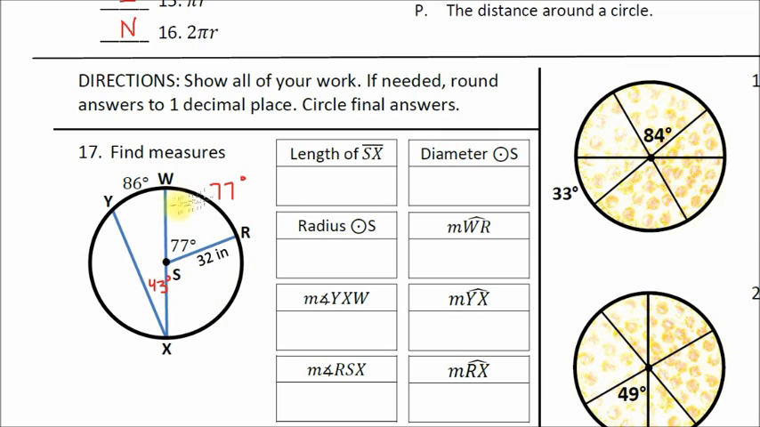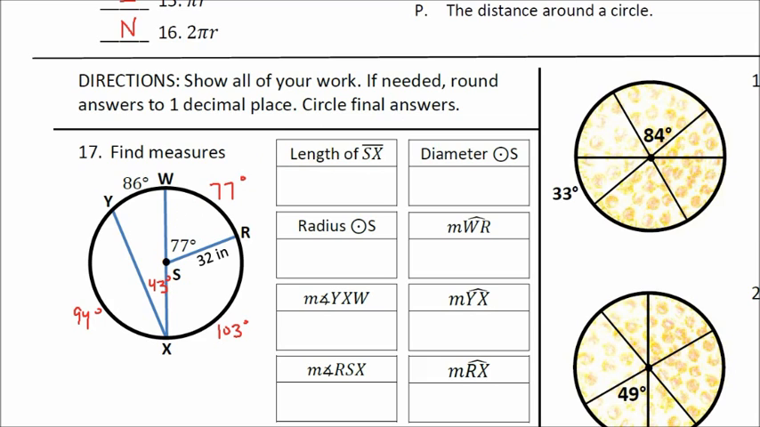And then if you take a look at this diagram, you'll see that WX is a diameter. That means it cuts the circle exactly in half. And if we know that WR is 77 degrees, then we can find the measure of arc RX by 180 degrees minus 77, which is 103 degrees. And we could also find the measure of arc YX. That's 180, which is the half of the circle, minus 86, and that leaves us with 94 degrees. And that's about all that we know regarding all of the measures of either arcs or angles.